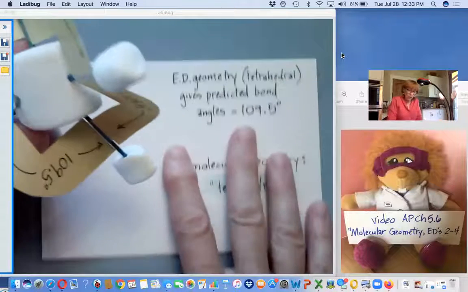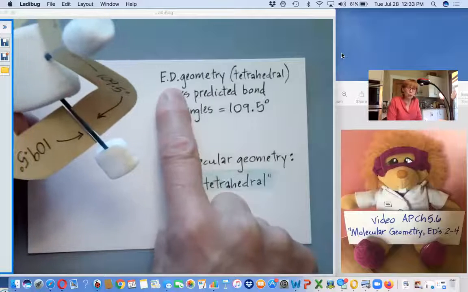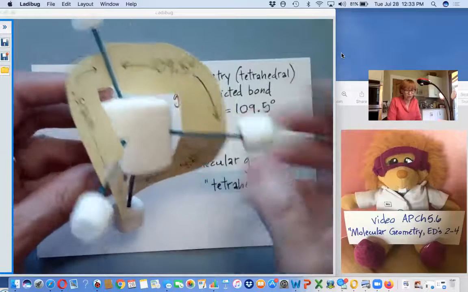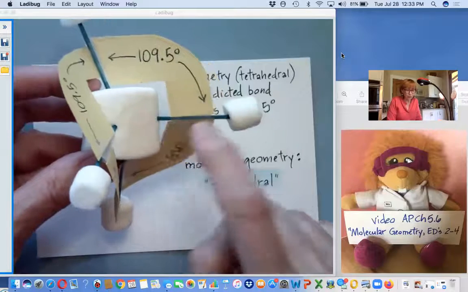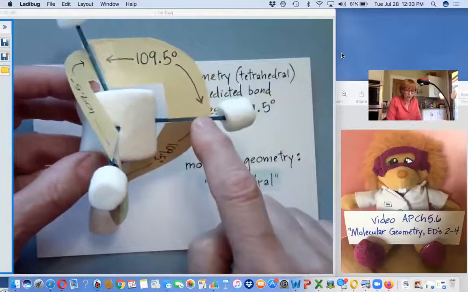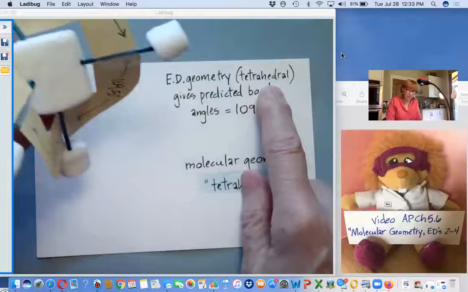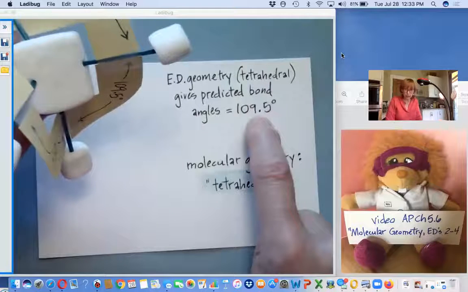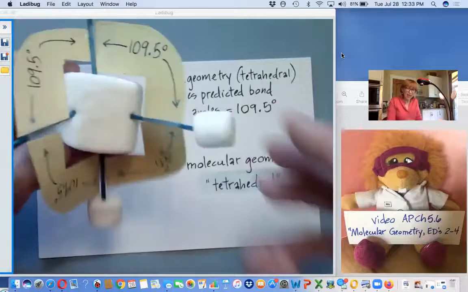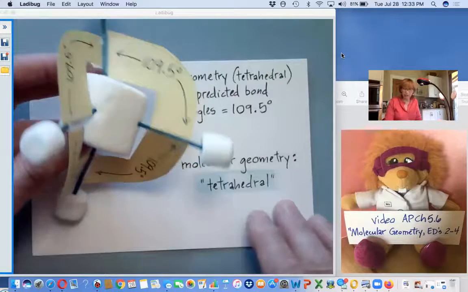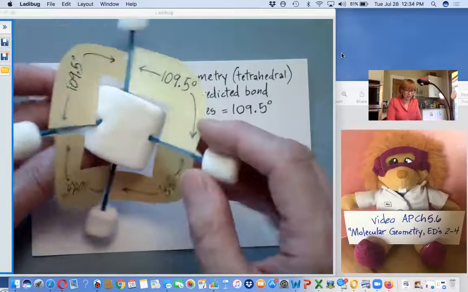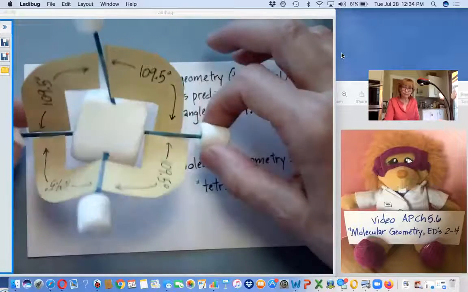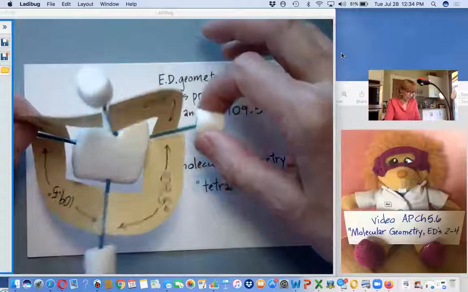So when we have 4 electron domains, that term electron domain is referring to a pair of electrons. So a bond is an electron domain. When you have 4 of them, the geometry is tetrahedral with 109.5 degree bond angles, and the molecular geometry has the same name, tetrahedral. It is 3-dimensional, it's not flat. Okay, we're going to keep going.